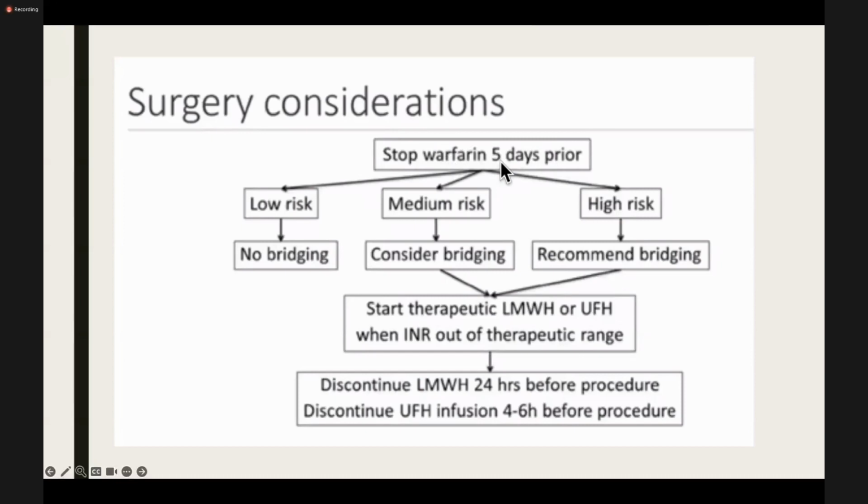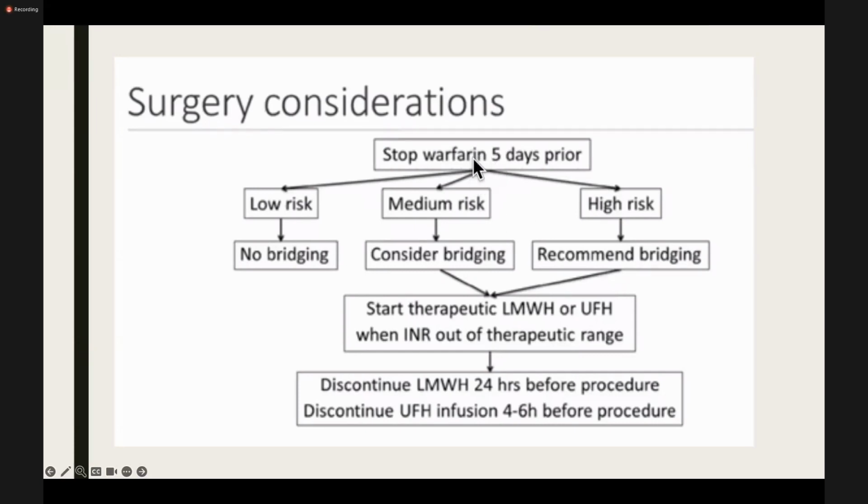Now, when do you have to bridge? When do you have to do bridging for warfarin? If it's low risk, meaning that I'm doing a paronychia, I'm not going to stop a patient on warfarin. Just paronychia, I'm just going to take it out and put pressure on, let it start the bleeding. If it's a moderate or high risk patient, those two I want to consider stopping the warfarin.